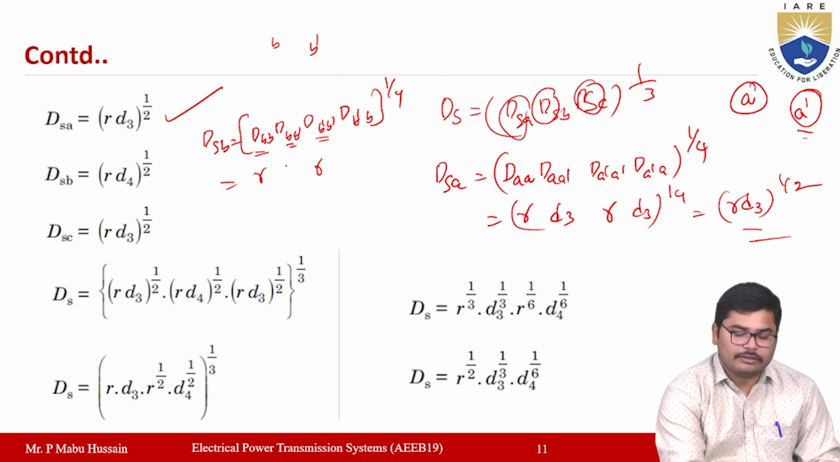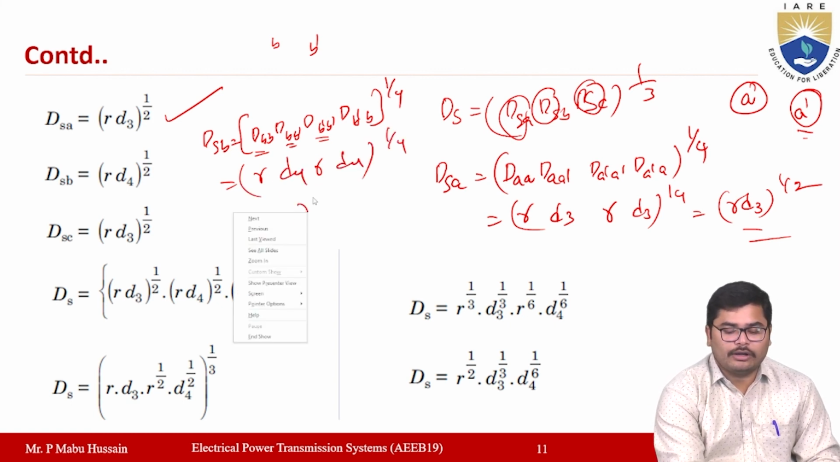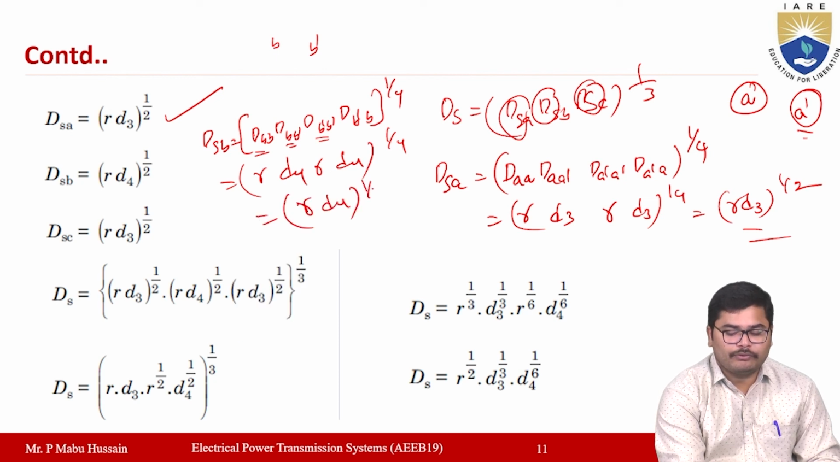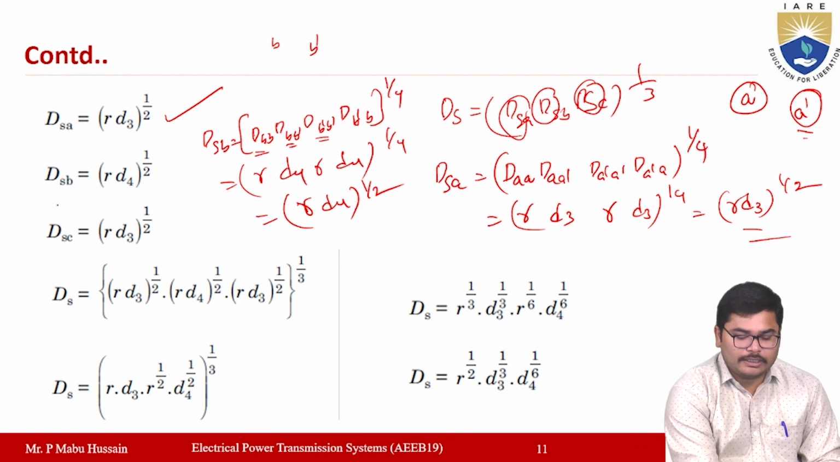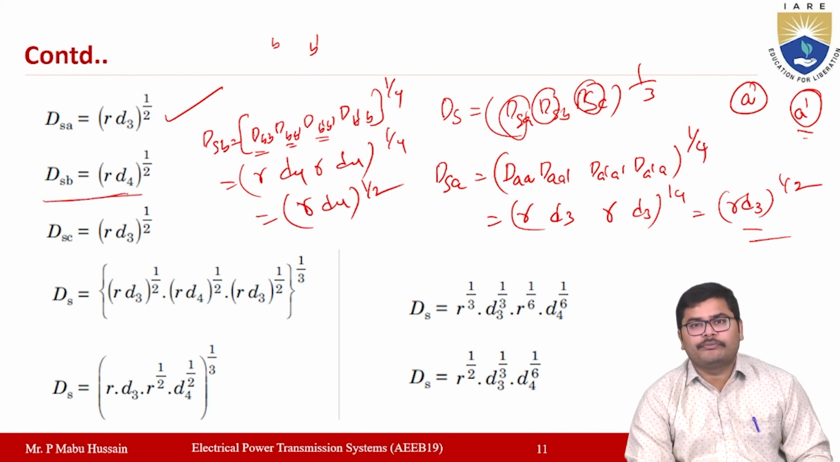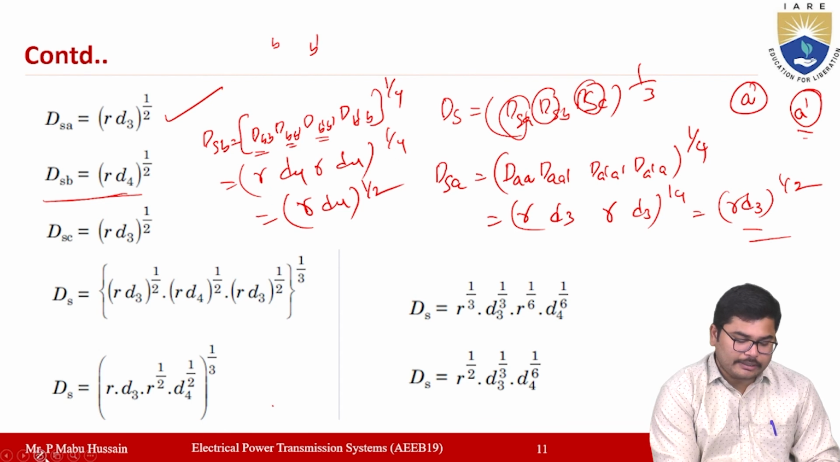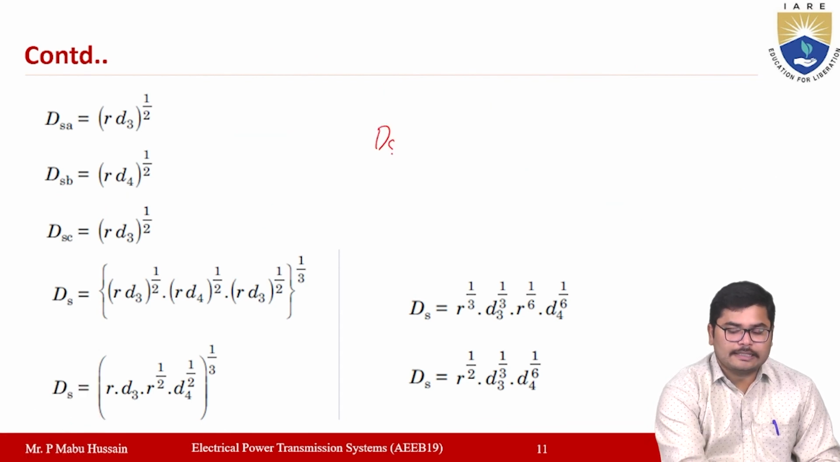So D4 here you will get whole to the power of 1 by 4. So this value is equal to R into D4 whole to the power of 1 by 2 you will get. So this is about the DSB. Okay, similarly you can calculate the value of DSC also here by considering C and C dash.